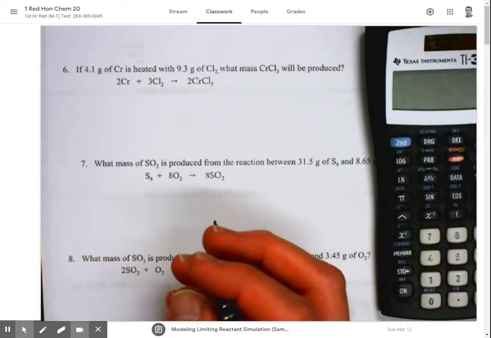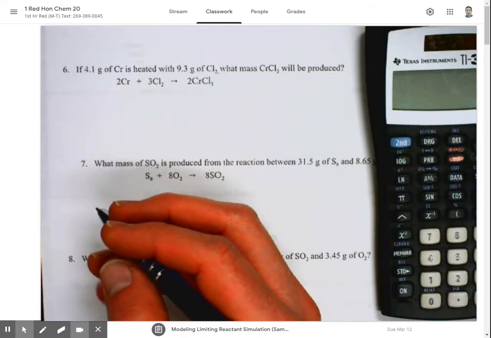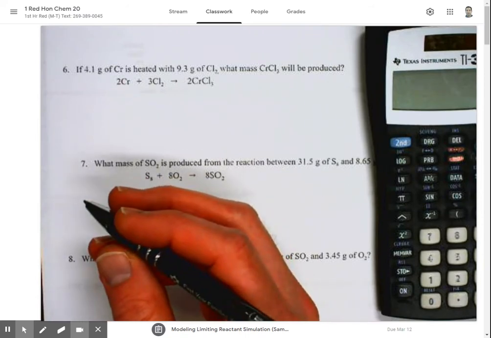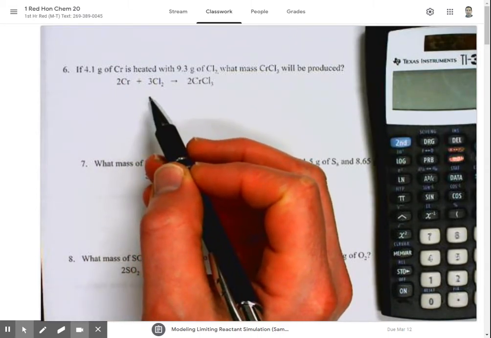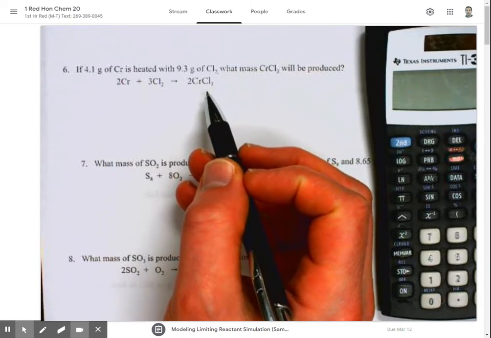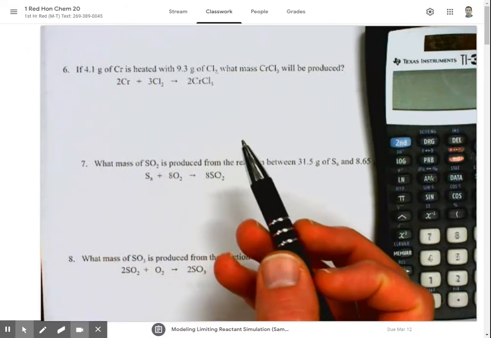So we've talked about limiting reactant before, and this is just a quick video to show you what that calculation will look like. Limiting reactant is an ingredient that you run out of, and it prohibits you from producing any more product. So it's going to limit the amount of product you make. And so there are a couple things that they could ask for.